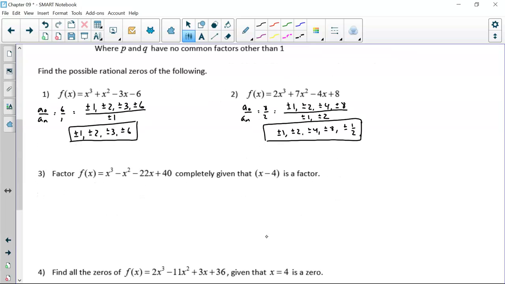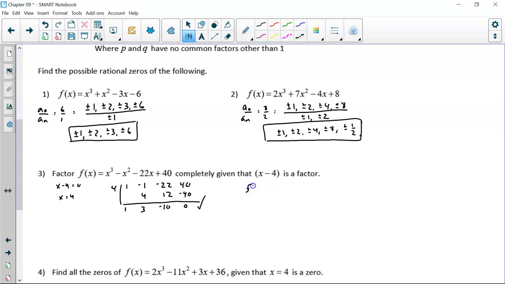Now we could factor number 3, given that x minus 4 is a factor. This is what we did in the last section as well. So what we do is we set x minus 4 equal to 0, so x equals 4. So 4 goes on the outside, and on the inside are coefficients 1, -1, -22, and 40. Bring down the 1, 4 times 1 is 4. When we add, we get a 3. 4 times 3 is 12. When we add, we get a -10. 4 times -10 is -40. When we add, we get a 0. Remainder is 0, we have a factor.